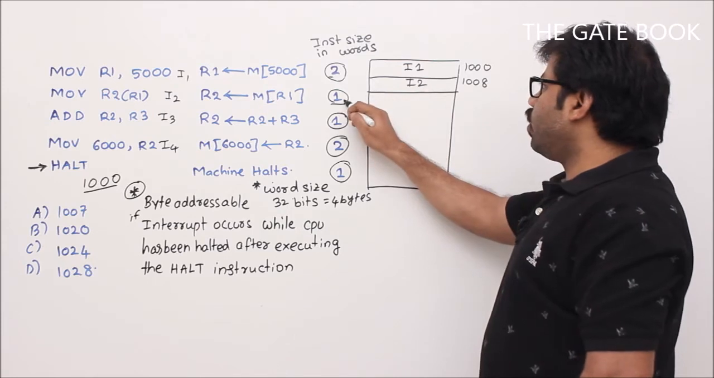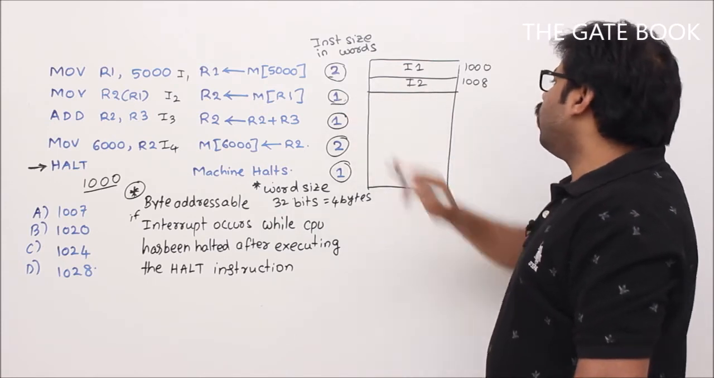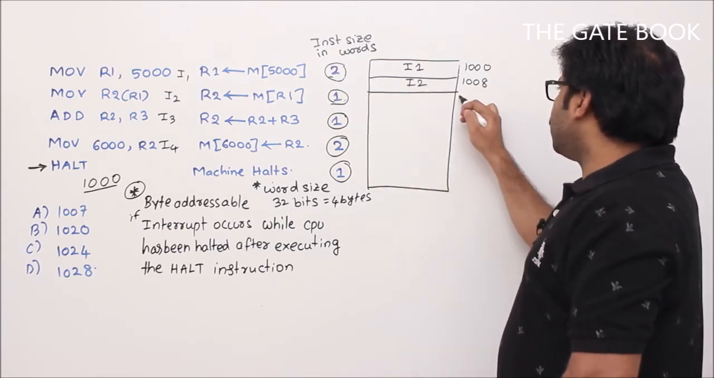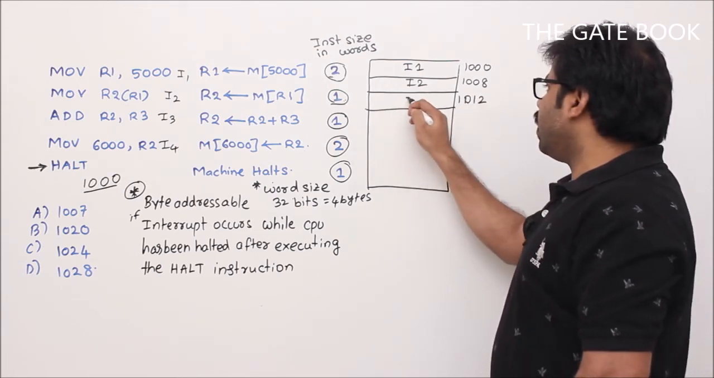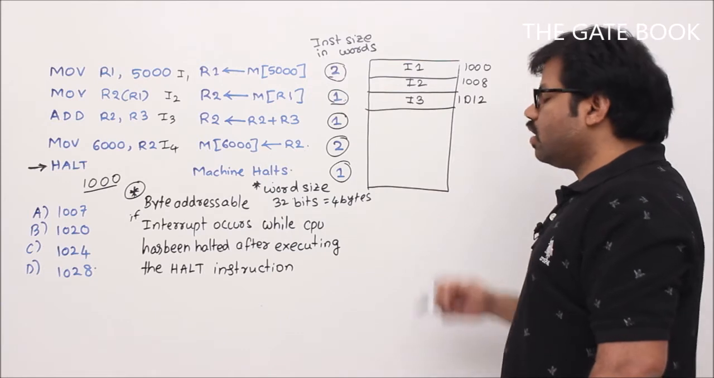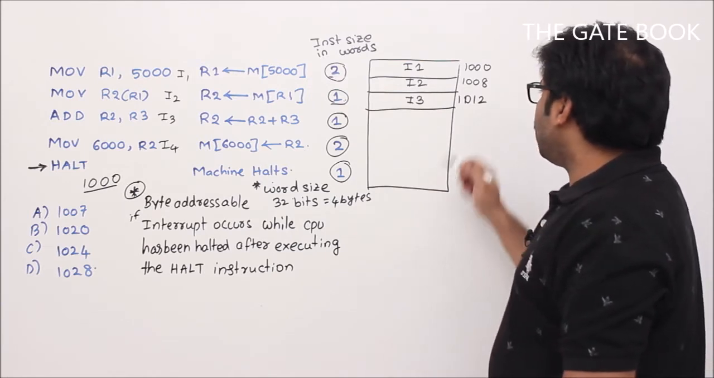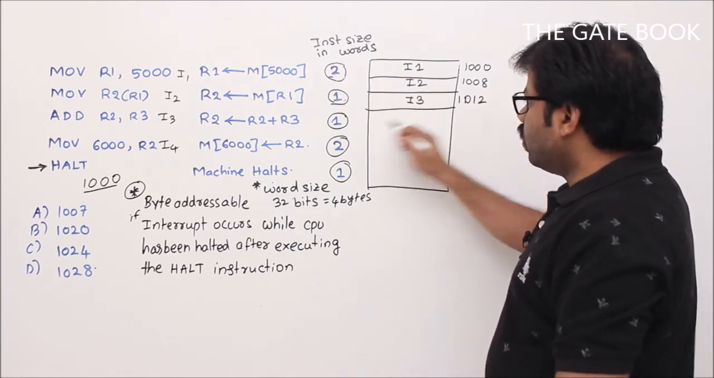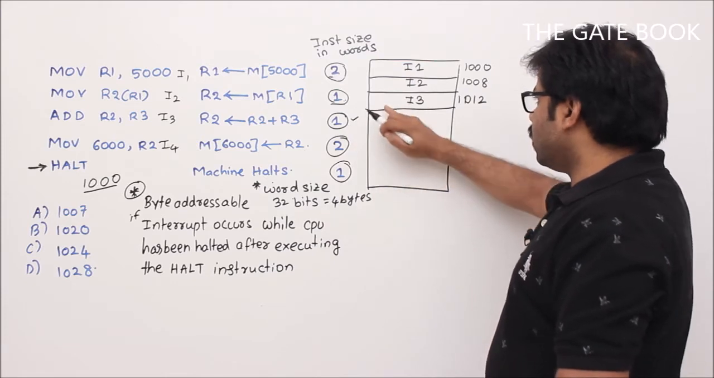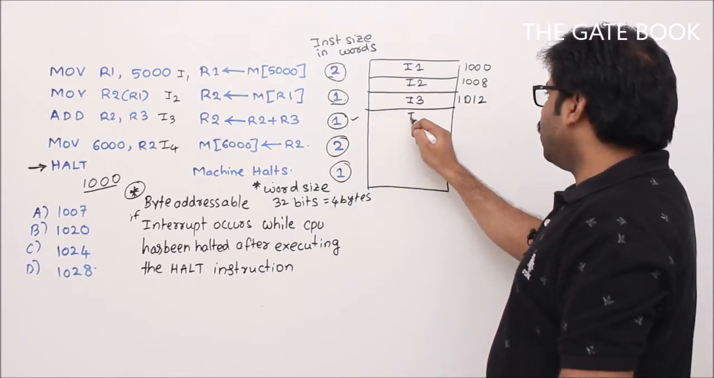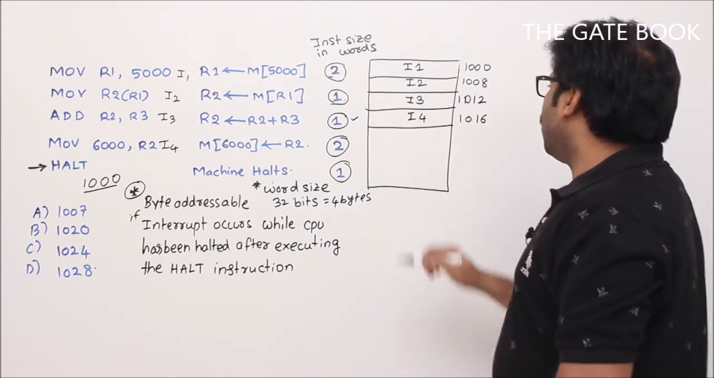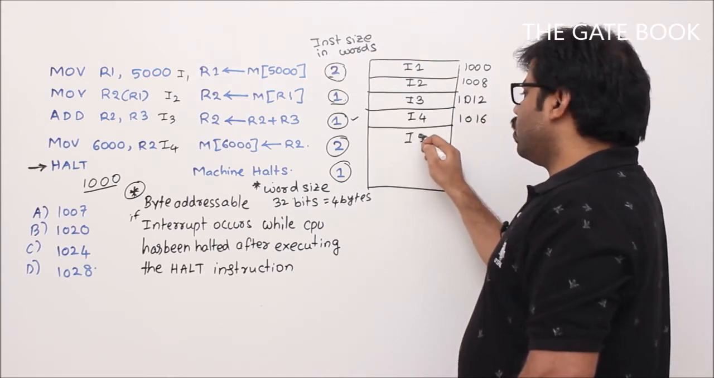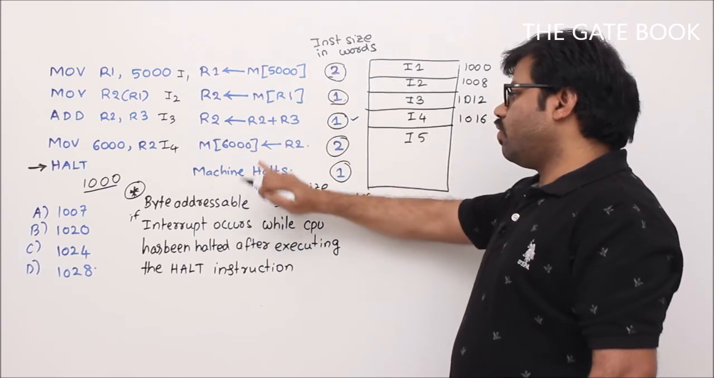Since it is occupying only one word, which means 4 bytes, the next address will be 1012. In that way, we can easily find out every instruction's starting byte address, correct? I3 will be starting at 1012. Since the third instruction is also occupying 1 word, I4 will start at 1016, right? Then I5. So I1, I2, I3, I4, I5.